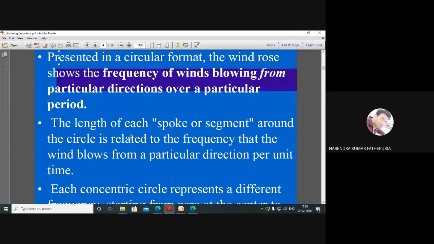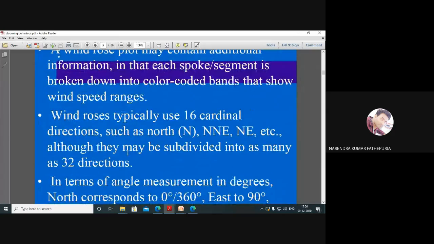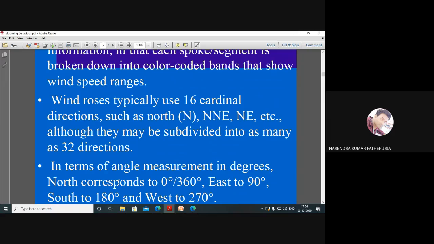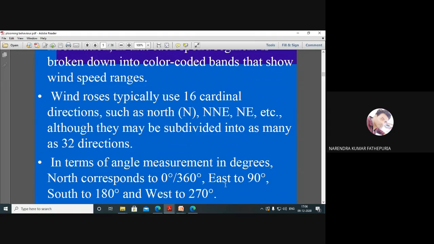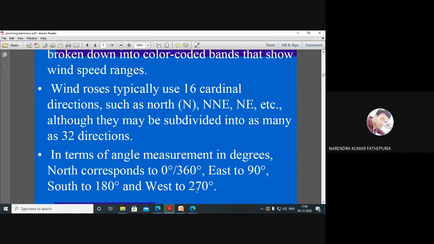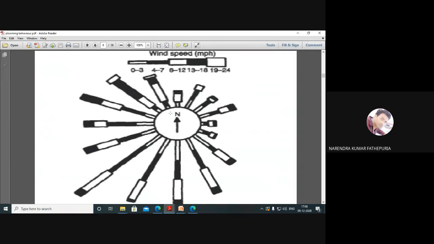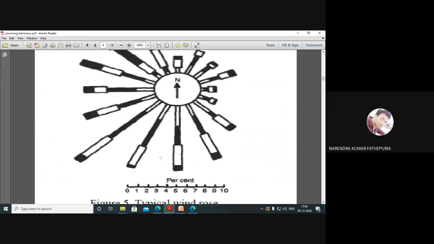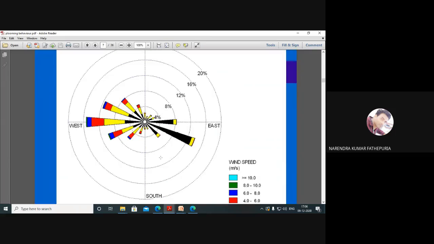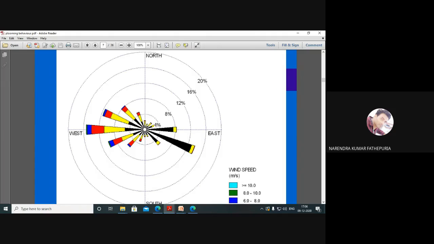There's a systematic procedure for drawing these windrose diagrams. Windrose typically uses 16 cardinal directions such as north, north-northeast, northeast, etc. Like the 16 combinations. Although they may be subdivided into as many as 32 directions. In terms of angle measurement in degrees, north corresponds to 0 or 360 degree, east to 90 degree, south to 180 degree, and west to 270 degree. Based on this there is a scale and then you have to plot it. In the GATE exam, they will not ask for plotting and sketching, but the simple concept they will be asking. So this is a windrose diagram they have given.